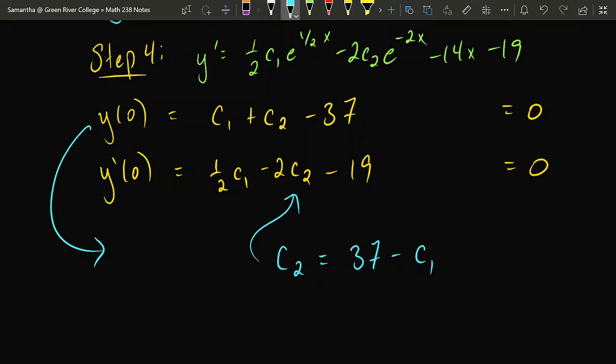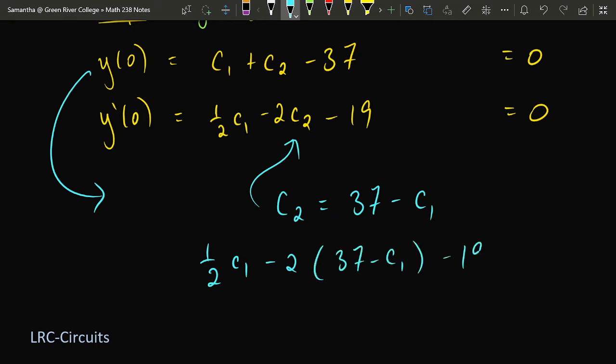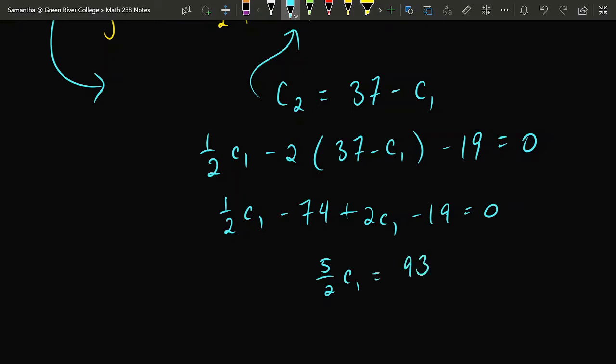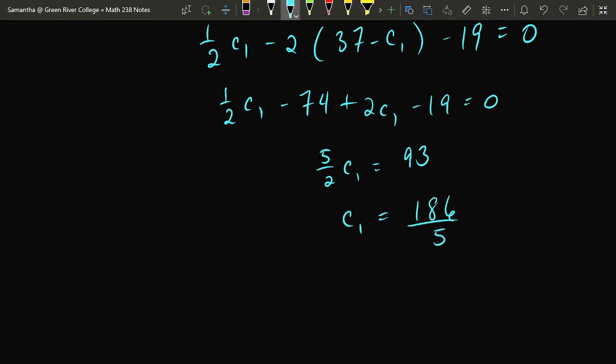And if I shove that into the second equation, I find that 1/2 c1 minus 2 times the quantity 37 minus c1, minus 19, would have to be equal to 0. So we get 1/2 c1 minus 74 plus 2c1 minus 19 is equal to 0, which implies that 5/2 c1 is equal to 93, which implies that c1 itself is equal to 186 over 5.